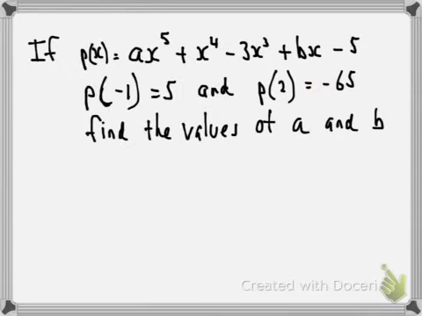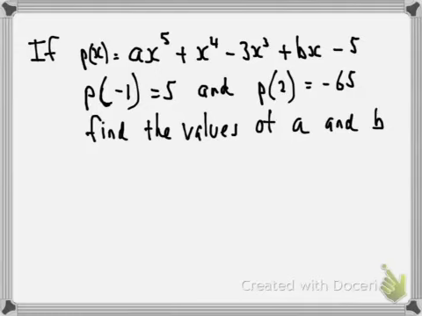Okay, the last question I want to do in this recording for polynomials is a slightly more complex one, and this sort of approaches something we might see in an exam at some stage. So if p of x, the polynomial, equals ax to the power of 5 plus x to the power of 4 minus 3x cubed plus bx take 5, that's our polynomial. We know that p of negative 1 equals 5 and p of 2 equals negative 60. Find the values of a and b.